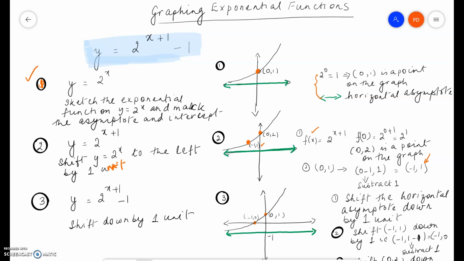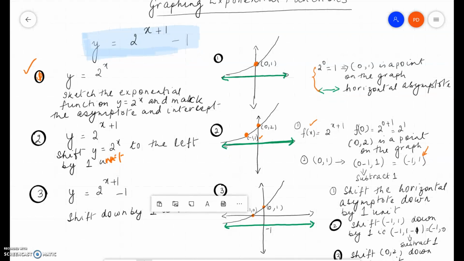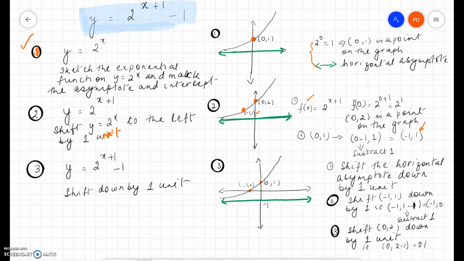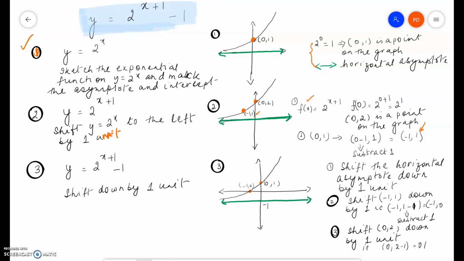Our third step, and the last step, is to subtract 1 from the equation. We're done with step 2, now we're in step 3. When we subtract 1 from the equation, the entire graph shifts down by 1 unit. This is when the horizontal asymptote, which I marked in green, which was really the x-axis, shifts down by 1 unit. The horizontal asymptote is used like a reference line to sketch the graph.